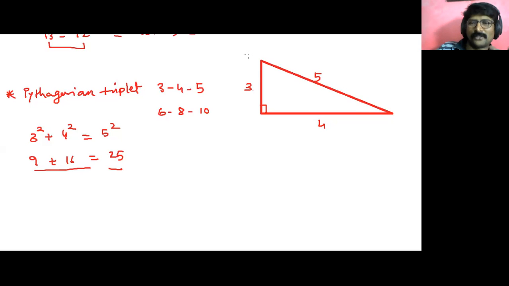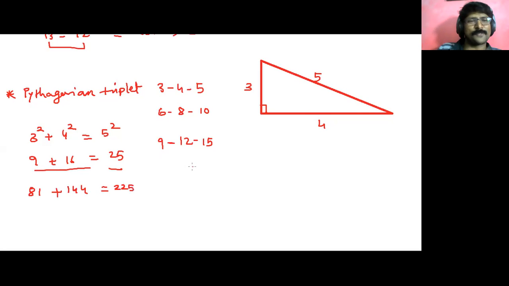That means if you just enlarge the size, if it gets doubled or tripled, it will still remain a Pythagorean triplet, isn't it? You can do triple of these also. 3 3s are 9, 3 4s are 12, 3 5s are 15. These all are Pythagorean triplets. What do you mean by that? 9 square is 81, 12 square will become 144, and if you add that, it has to equal 225. Check that out. 225 is 15 square.